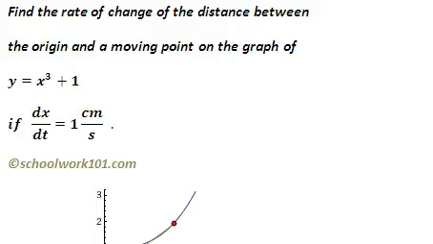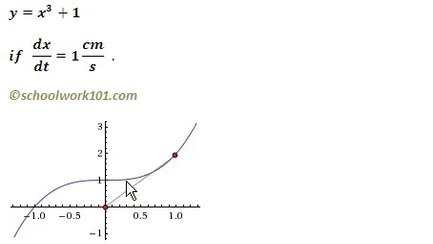Let's take a look at the graph. Okay, so this is the part of the graph here. Well, we could be concerned about the whole thing, but anyway, when dx over dt is 1 centimeter per second, we want to write a function of the distance with respect to x, or distance as a function of x. So we need to come up with some kind of relationship between this distance and x right here.